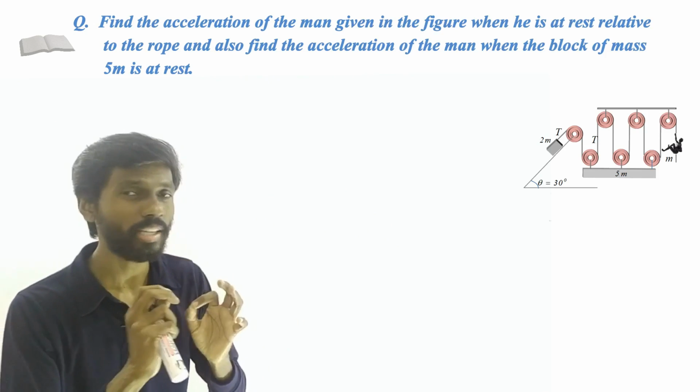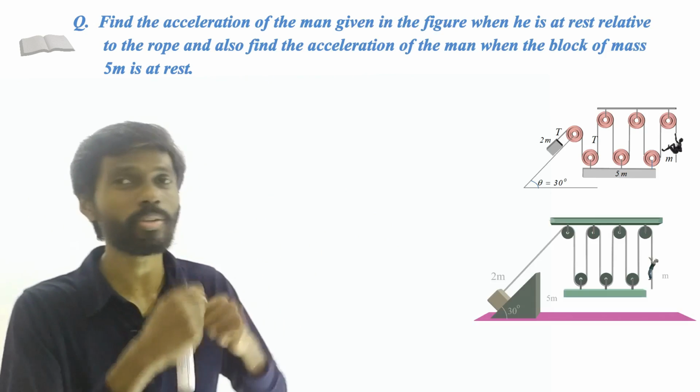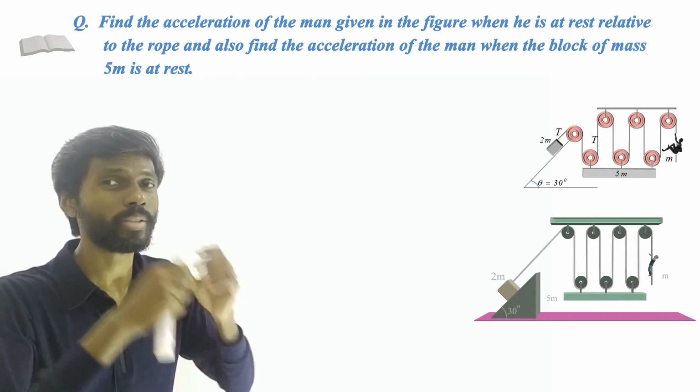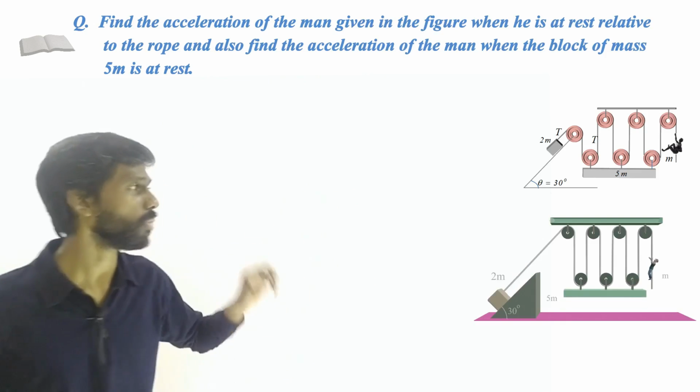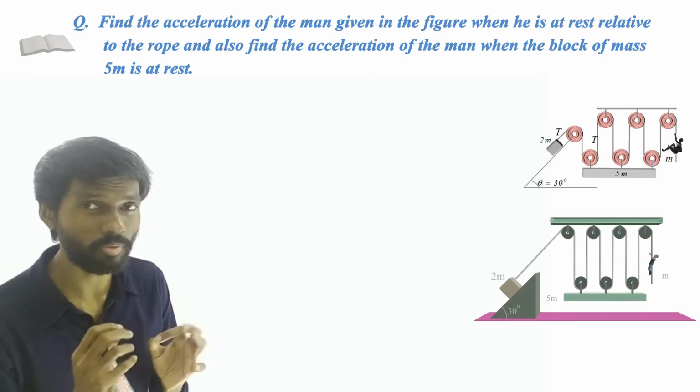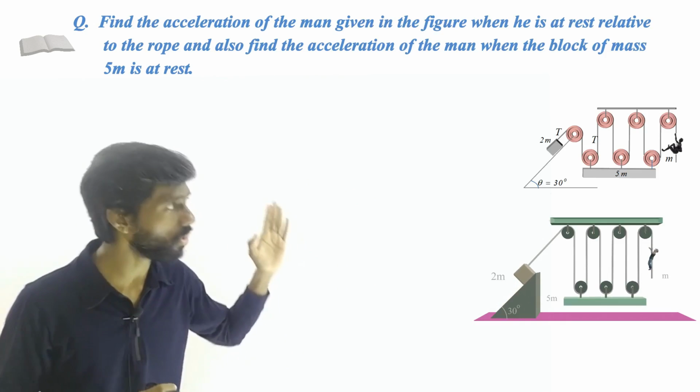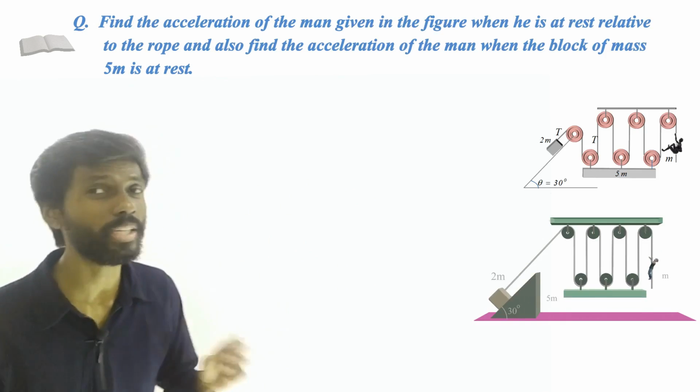In the first case, the man is not trying anything. He is not trying to climb up or anything. He is just holding on to the rope. So that means the acceleration of the man is the same as the acceleration of that part of the rope, right? So that is one thing. Now we have to first find the relation between the accelerations of these three objects. Let us use the tension method.